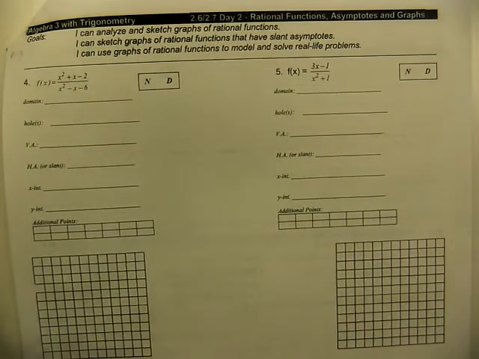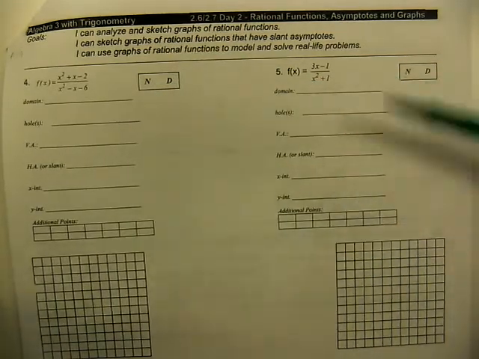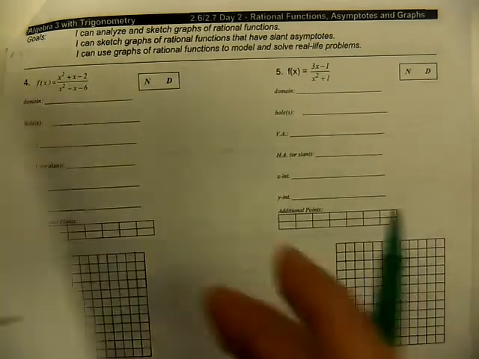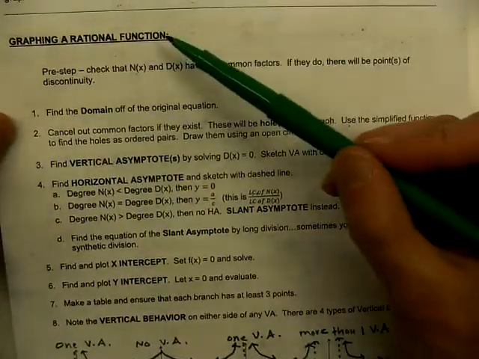Let's graph these rational functions by hand. We're going to spend most of our time with number 4 and number 6. We'll go quickly over number 5 and just use that to point out a few differences here. Remember, on page 15 of our notes, we have this long list of steps that we're using to graph these.